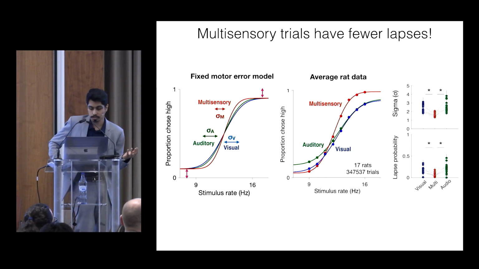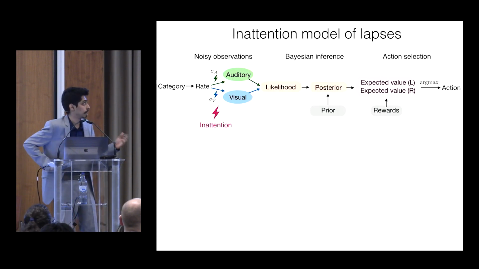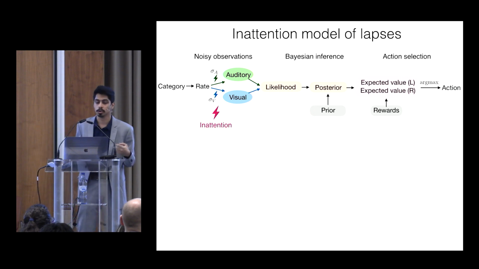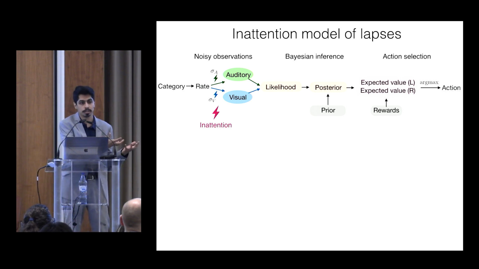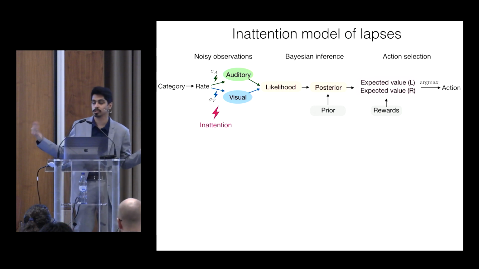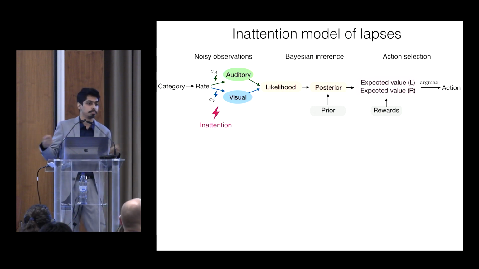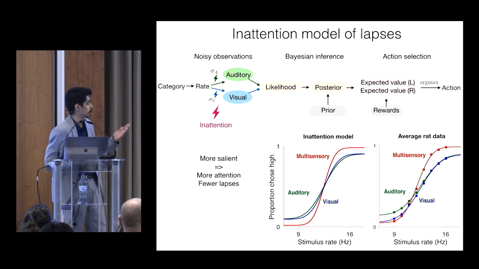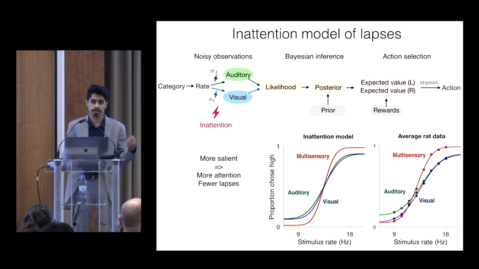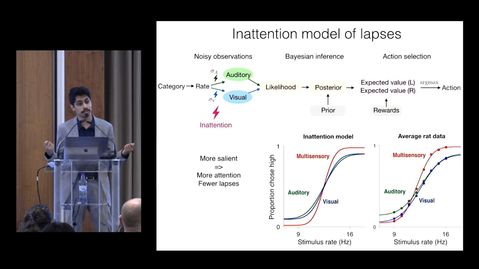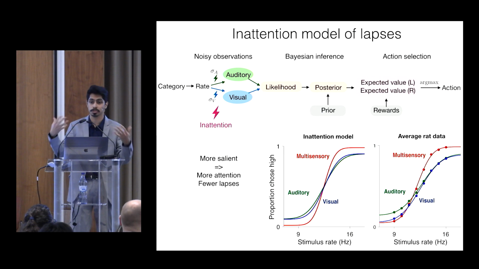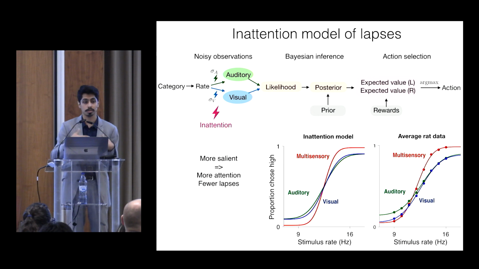So to explain this, we turn to our second model of lapses, which is inattention, according to which, basically on some fraction of trials, the animal fails to pay attention to the stimulus and just guesses randomly because it doesn't know what the stimulus is. This model could explain this trend in our data by assuming that the animals pay more attention on the multisensory trials, and this could be because they're getting 2 streams of stimuli instead of 1, so maybe there's more bottom-up salience and they're just less likely to miss the stimulus.